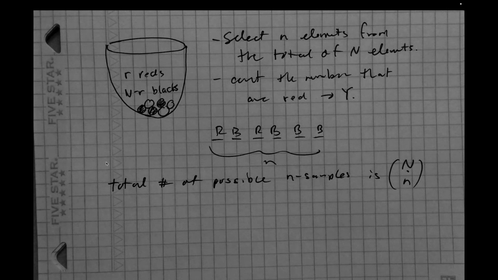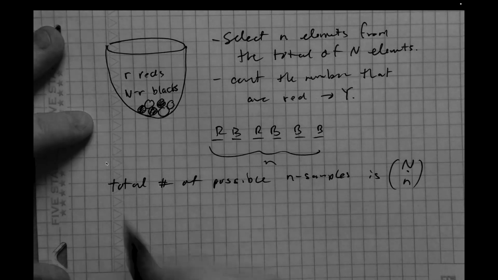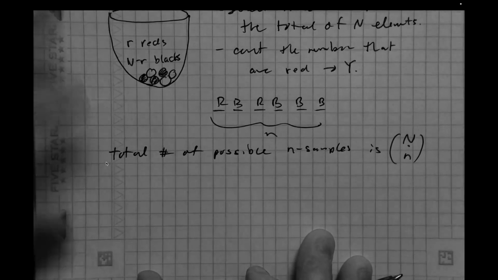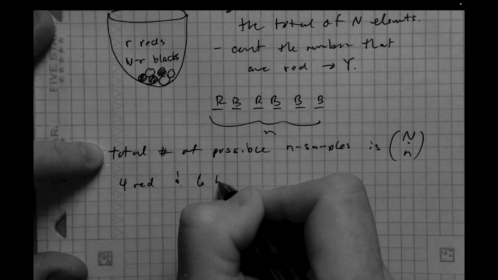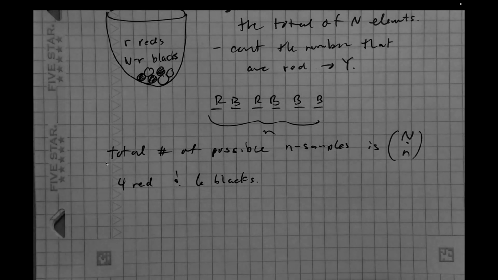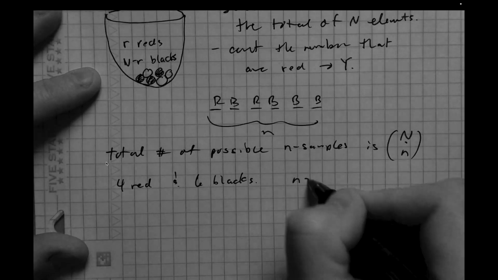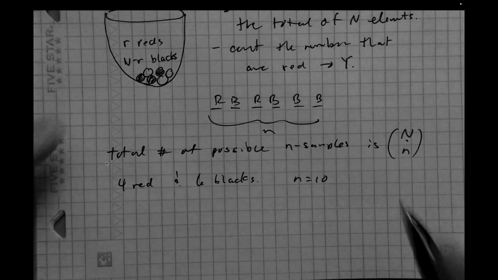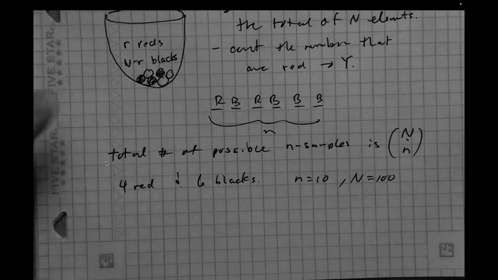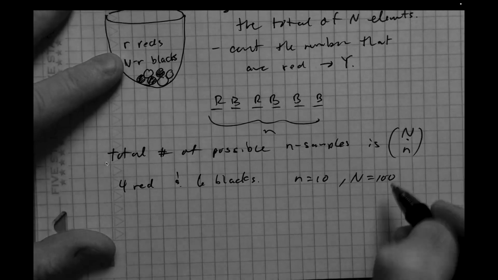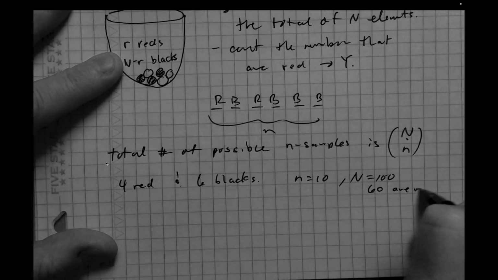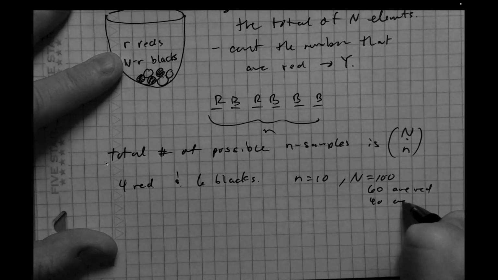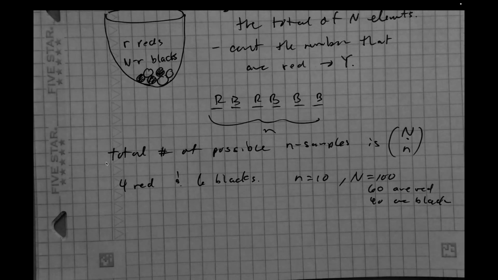And so let's say that we draw a particular sample. Let's say we're interested in the sample that has 4 reds and 6 blacks. So in this case, n is equal to 10, and let's say big N is 100. And let's say that in the big N, 60 are red and 40 then are black.